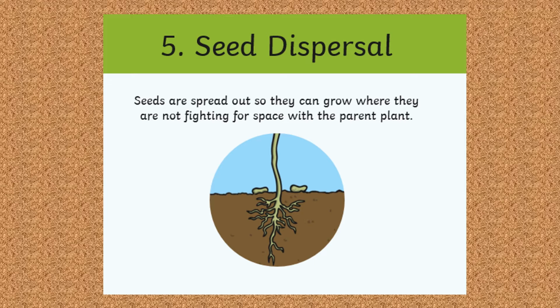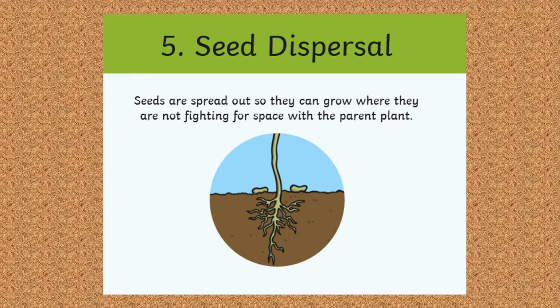And part 5 is seed dispersal. Once the plant has grown and it has created its flower and the flower has been pollinated by a bee normally, or some insect, or the wind even, the seeds are then spread out so that they can grow where they are not fighting for space with the parent plant.